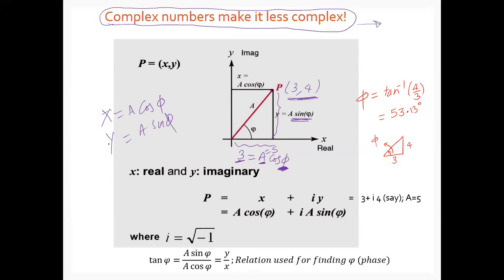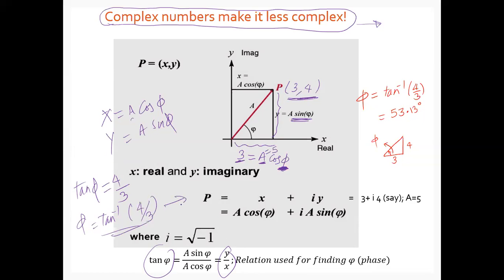So what happens if we divide y by x? If you divide y by x, what do you get? Okay. So you have tan phi, right? tan phi equals a sine phi over a cosine phi, which is equal to y by x. If you want to find phi, you simply do tan phi equals y over x. So in this case, tan phi equals, what is y? Help me. 4 over 3. So what is your phi then? Inverse tangent of 4 over 3.